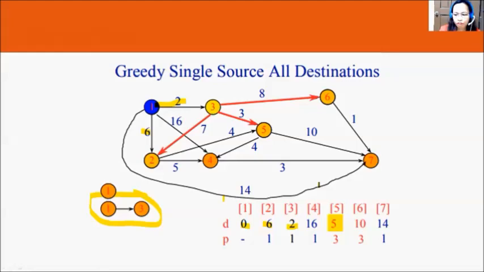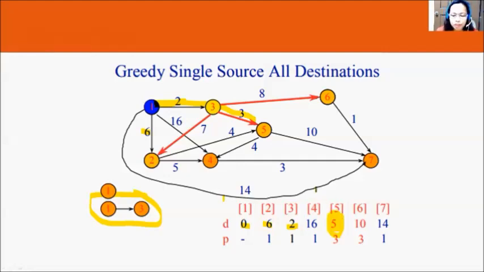Next, from vertex 1 to vertex 5. Now, again, considering here the path 1, 3, vertex 1 to vertex 3 is 2. Next, vertex 3 to vertex 5 has a distance of 3. That's why we will get a total of 5.